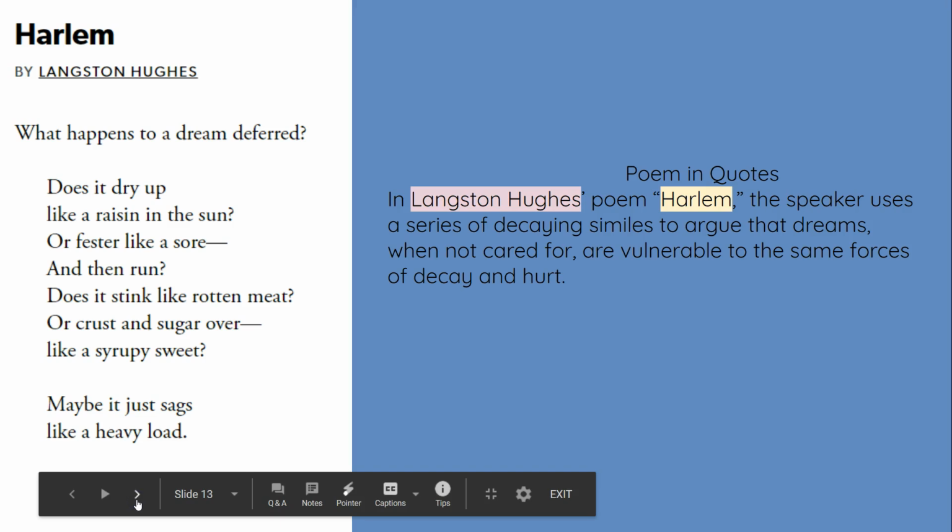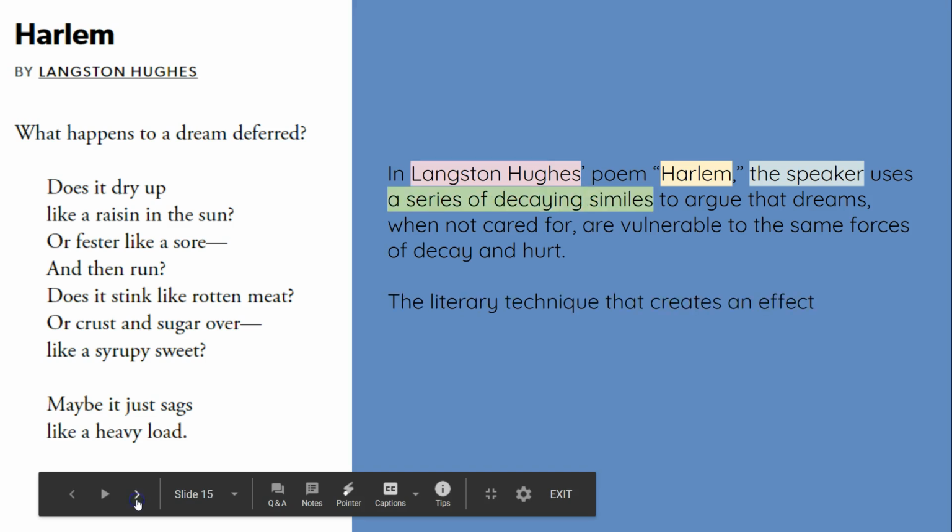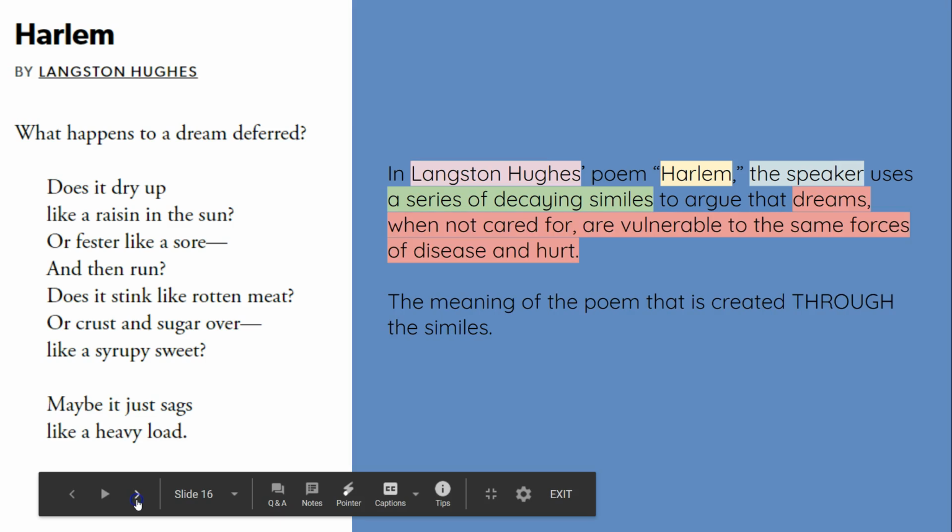I also have the poem in quotation marks. I refer to the speaker as the subject. And then I have the literary technique, a series of decaying similes, and using a series of decaying similes is a little bit more sophisticated than just saying similes. And then I'm going to show what effect it has.